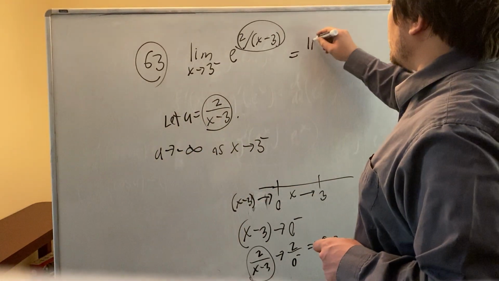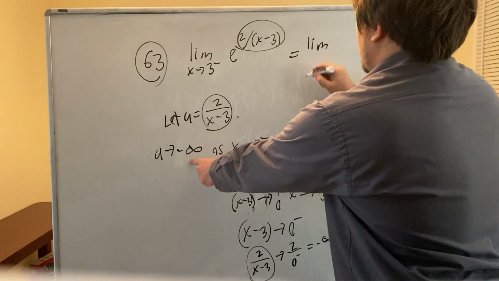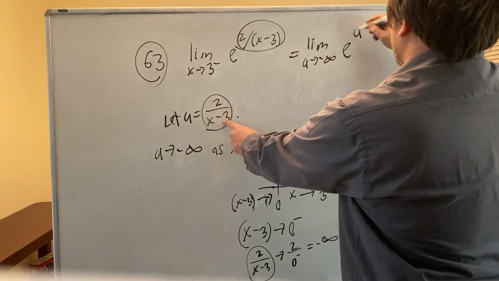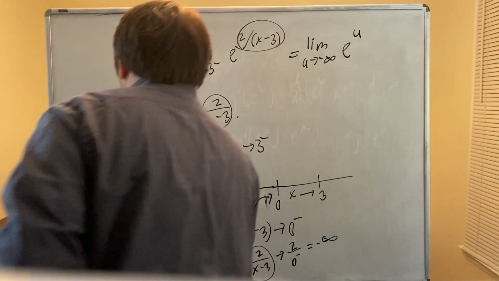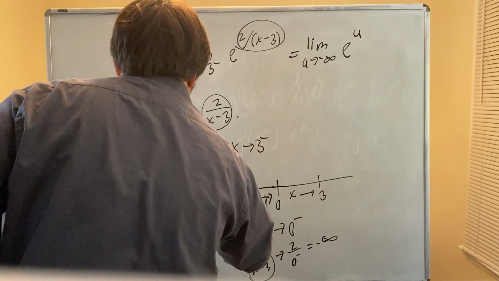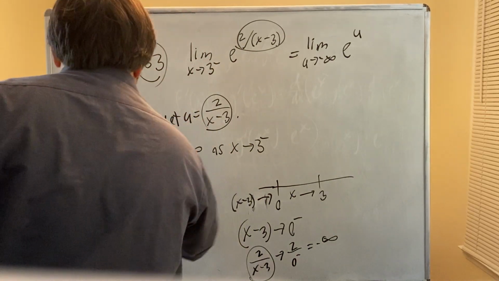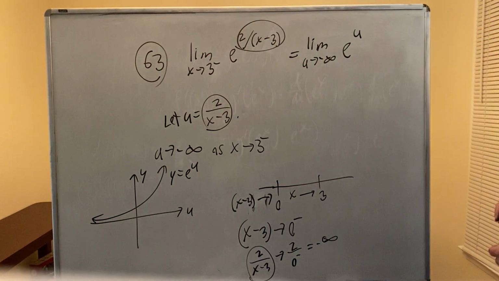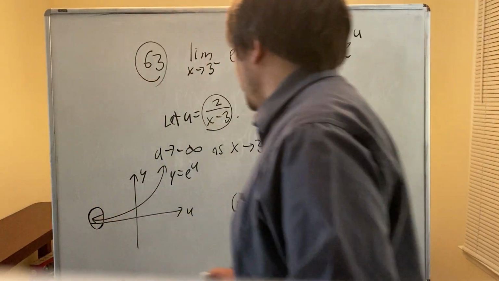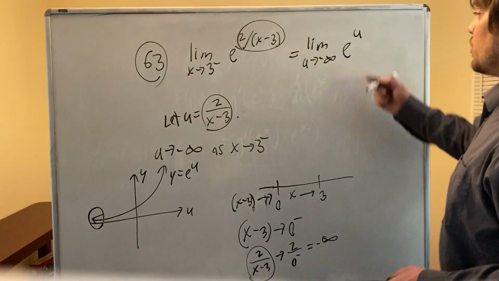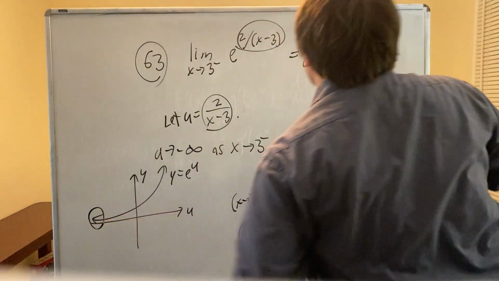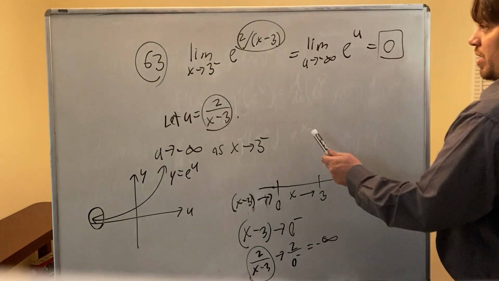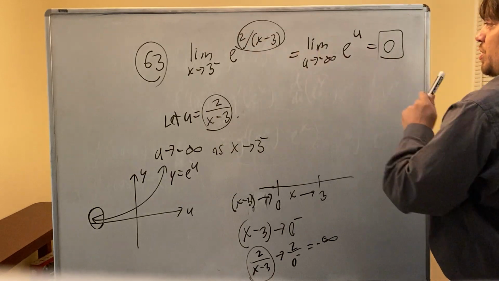And so this is equal to the limit as u approaches negative infinity of e to the u. You can either know it from the graph or you know it. I'm going to help you by illustrating it. This is the graph of y equals e to the u. The limit as u approaches negative infinity of e to the u is 0. So the final answer is 0: the limit as x approaches 3 from the left of e raised to the 2 over x minus 3 is 0.